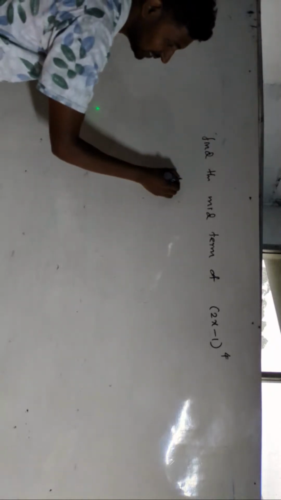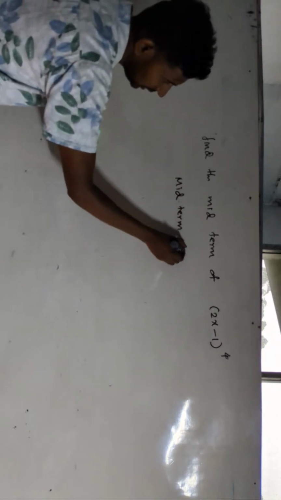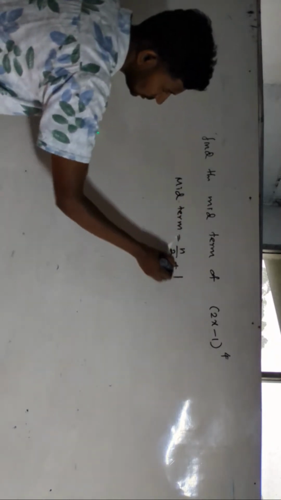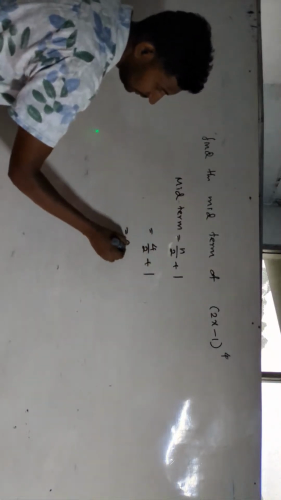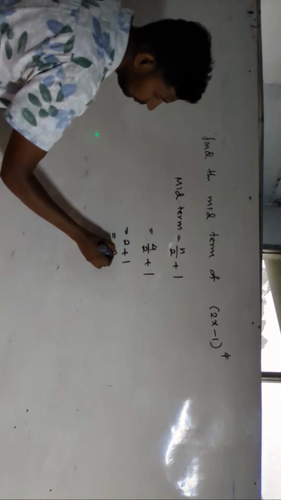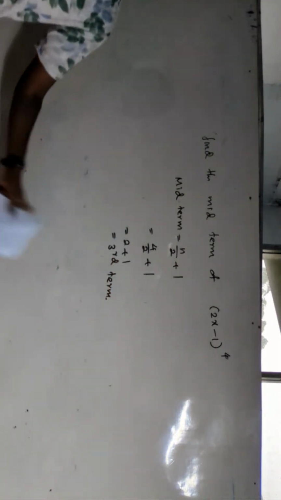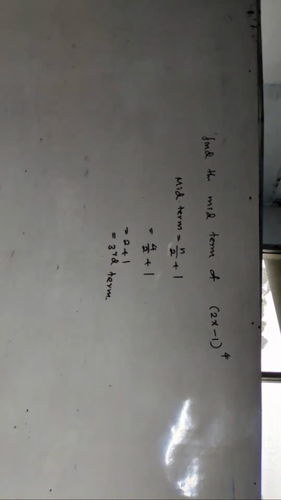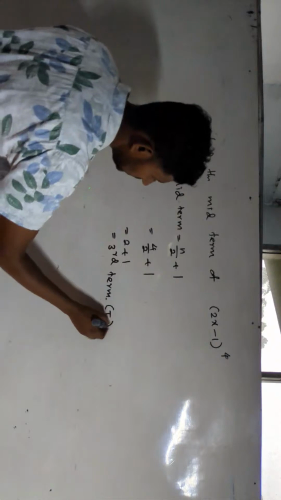So what is the term? The middle term is equal to n over 2 plus 1. So 4 over 2 plus 1. That means 2 plus 1. We need to find the third term. That means we need T3.